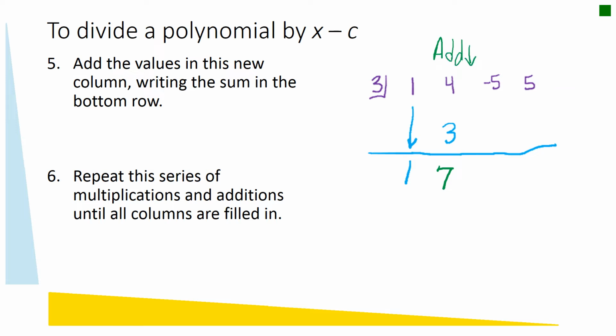And then we're once again repeating this series of multiplications and additions. So that 7 that we just wrote, we're going to multiply. So 7 times 3 is going to give us 21. And then we'll add negative 5 plus 21 is 16. Then we're going to take 16 and multiply it by 3. That gives us 48. And we add 5 plus 48, which is going to give us 53. So we've repeated this, all the columns are filled in.